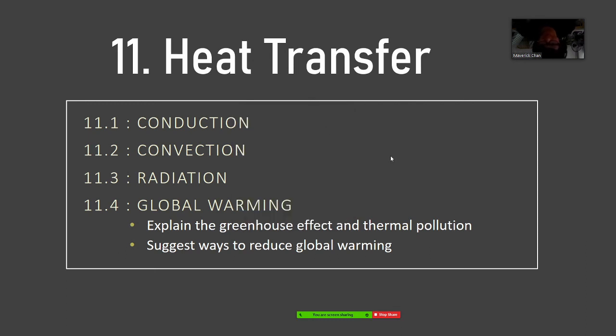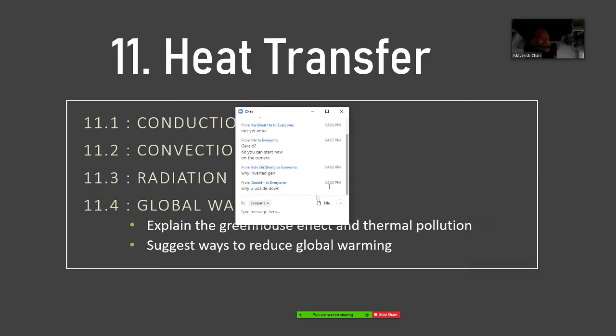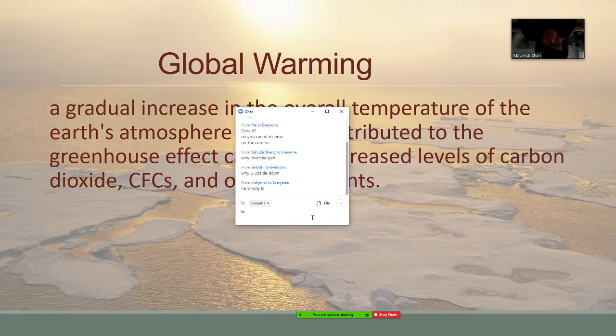Today's topic will be talking about global warming. We're going to explain the greenhouse effect and thermal pollution. We are going to suggest ways to reduce global warming as well. So, next slide.